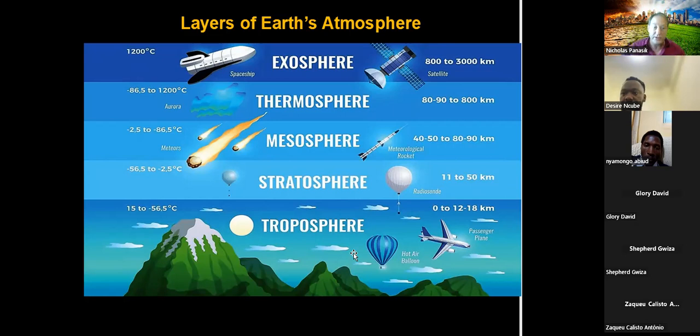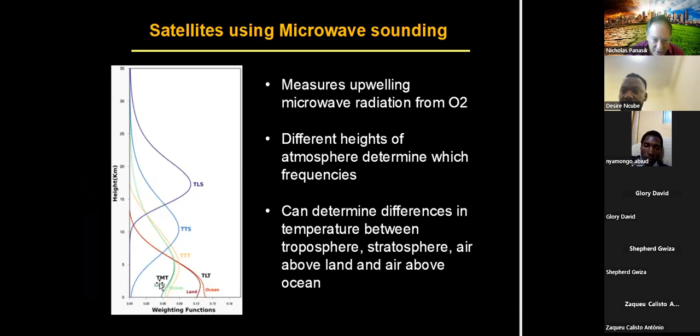We're in the troposphere. That's where planes fly, hot air balloons go, and if you go up on a mountain, you're still in the troposphere. You haven't quite entered the stratosphere yet. And if we look back at our microwave sounding graph, you can see that in that region there's a number of different excitations, specifically these that will tell us data specific to the troposphere.